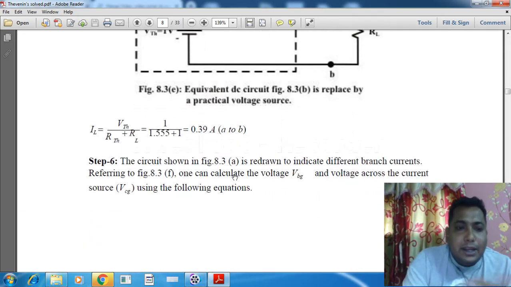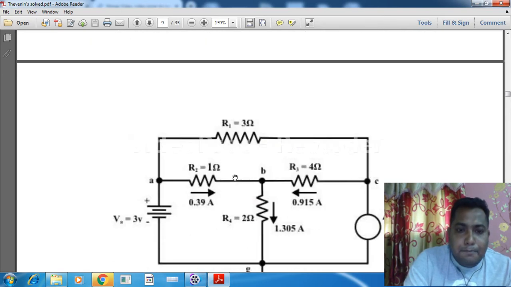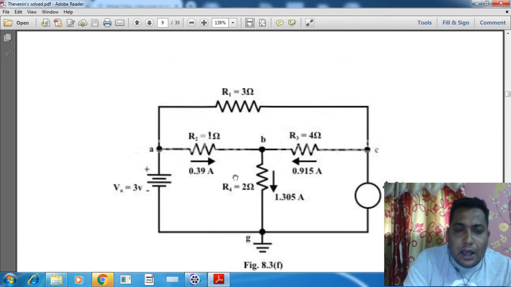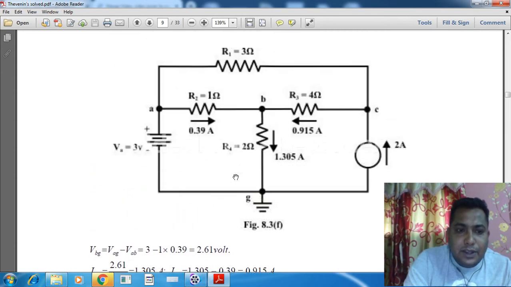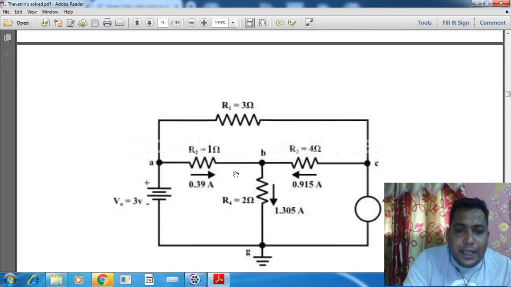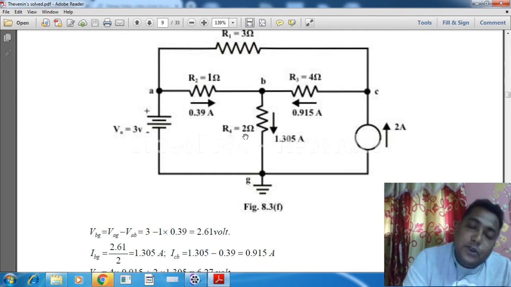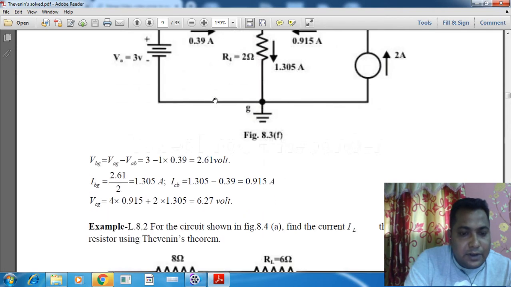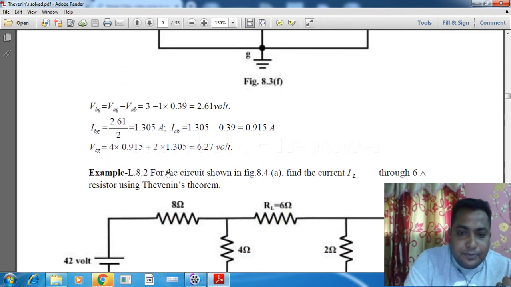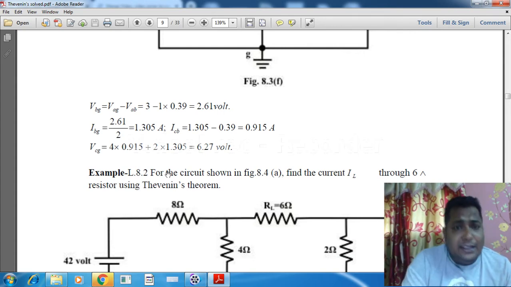Now we are considering the different things we can find out over there. See, we can find out what is the current passing through. So now we know the load current, 0.39 ampere. If we know the load current, we can find out the load voltage. Yes, this current in that resistance, and if we know that, we can find out the power also. So in this way we can find out everything if we know the VTH and RTH.